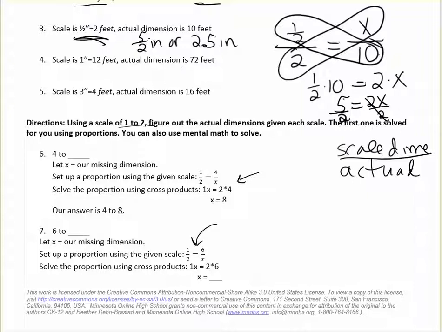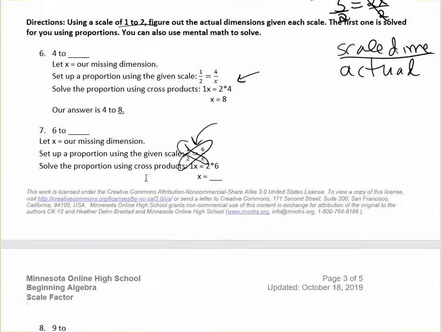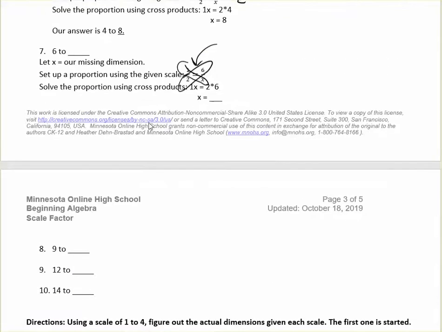1 over 2 is our first ratio. Our second ratio is 6 over some number. So then we solve with cross products. 1 times x equals 2 times 6, and then you finish that problem. Again, you might be able to do some of these problems in your head without setting up the proportions, and if you can, that's just fine.